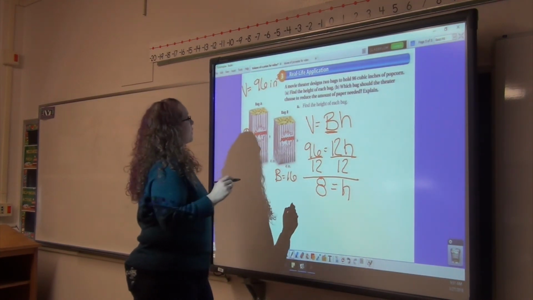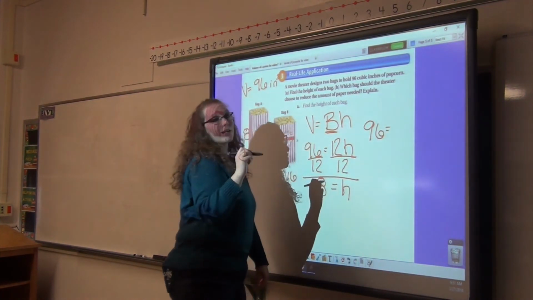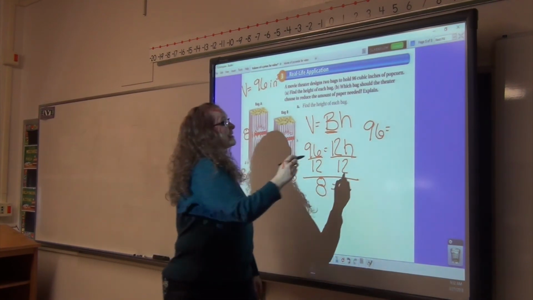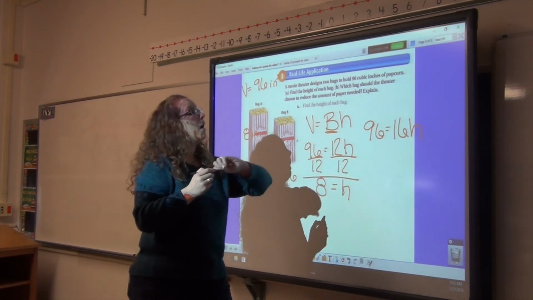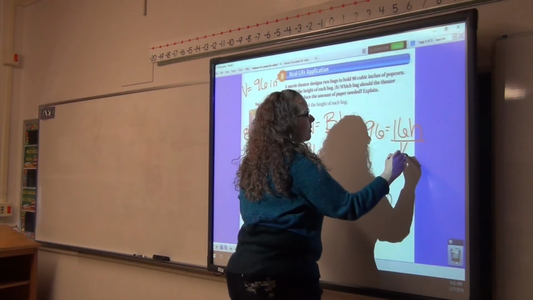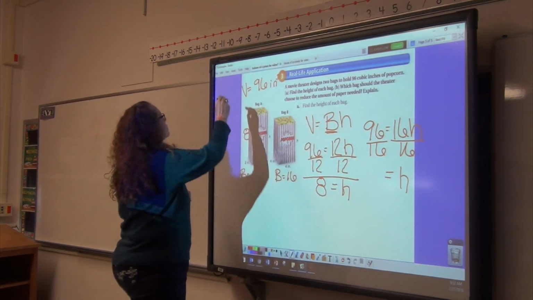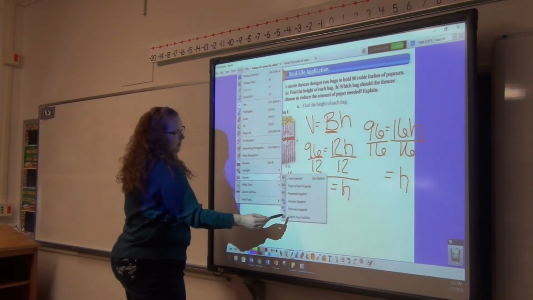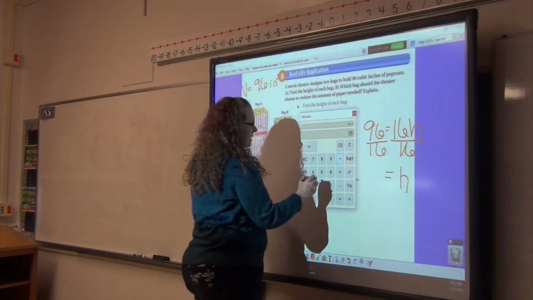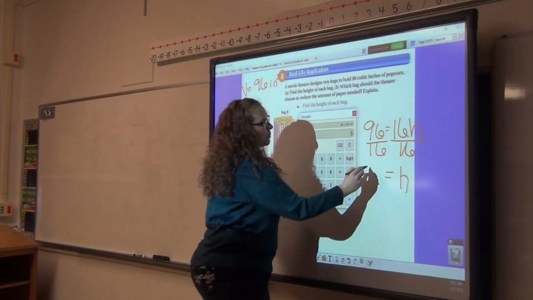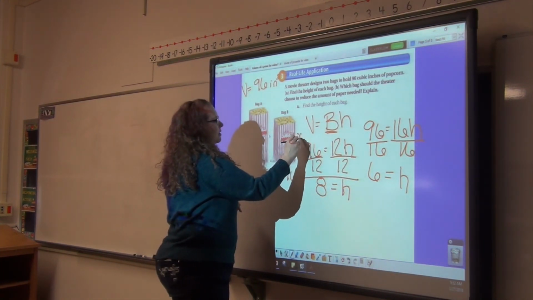We can do the same thing to solve for this one. I know that my volume is 96. It holds 96 cubic inches of popcorn. I know that my base is 16. I can solve for my height if I divide by 16. So my height equals, we're going to use a calculator here, 96 divided by 16 equals 6. So the height of this bag is 6 inches.